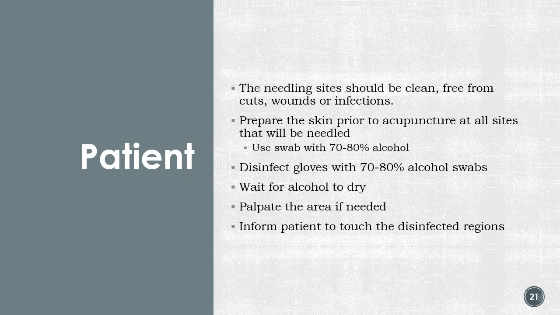So firstly, when you're selecting a site, make sure it's clean, so there's no visible dirt, it's free from any cuts or wounds, and there's no infections. Then you're going to prepare the skin, and how we do this is, on all the sites we plan to needle, we're going to use an alcohol swab with at least 70 to 80% alcohol, and we're going to take this in our gloved hands and we're going to wipe the area to be needled. This is to ensure that this area is disinfected.